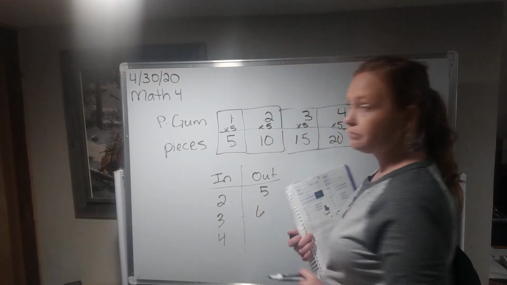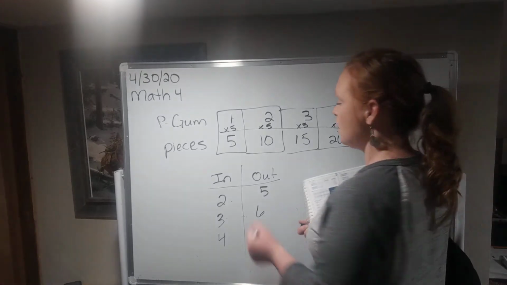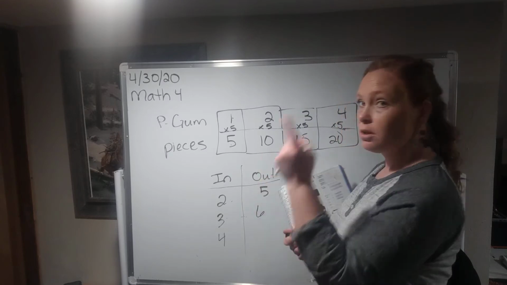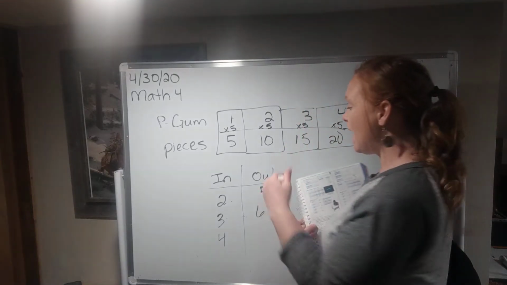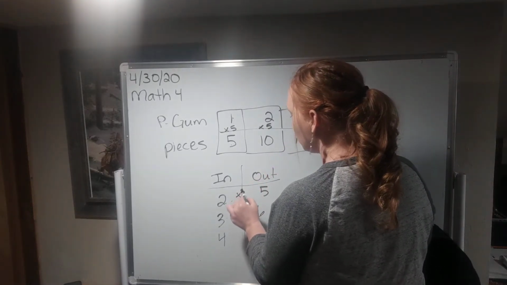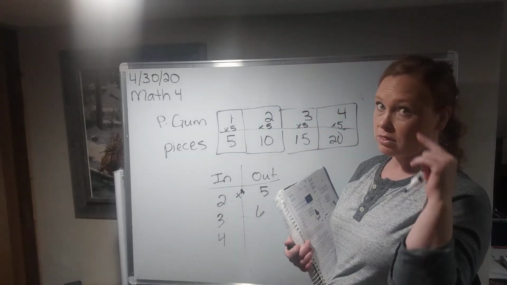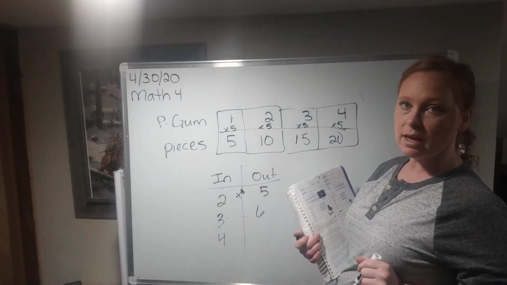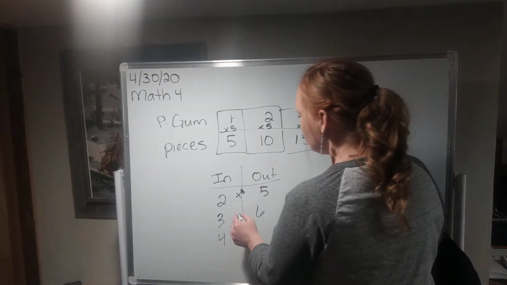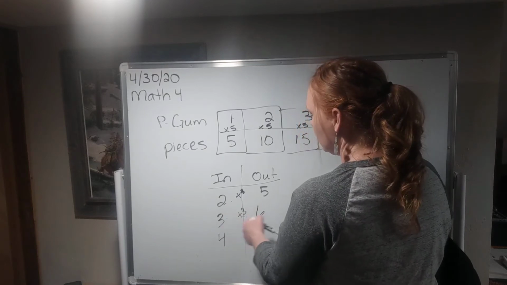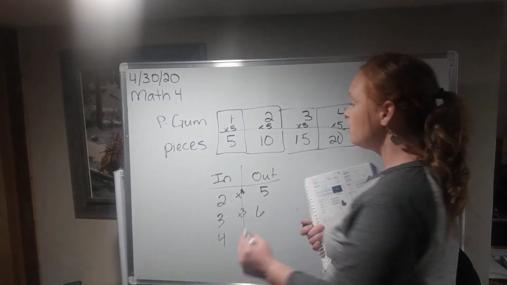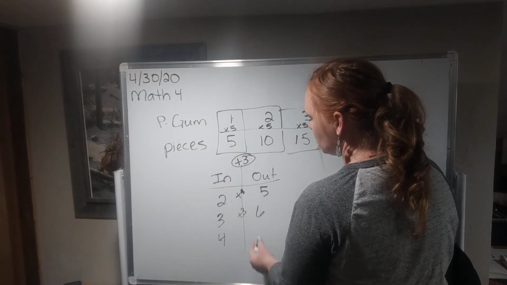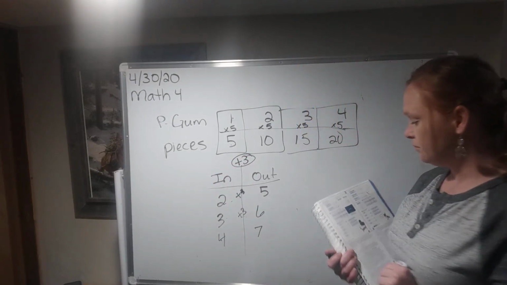What can we do? We could add, okay? We could say, well, how do I get from 2 to 5? 2, 3, 4, 5. Well, I added 3. So let's see if that will work. Now, we come up with a rule. We have to think through it, okay? And then we have to try that rule with the other numbers. It should work with every number. So let's see if it works here. 3 plus 3 equals 6, okay? So our rule for this one is plus 3. So 4 plus 3 equals 7.